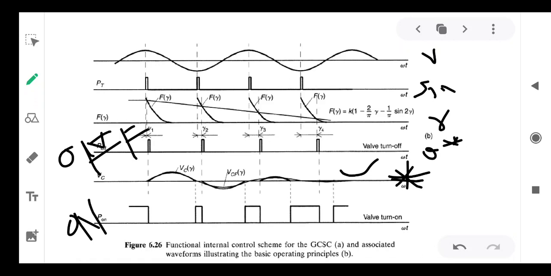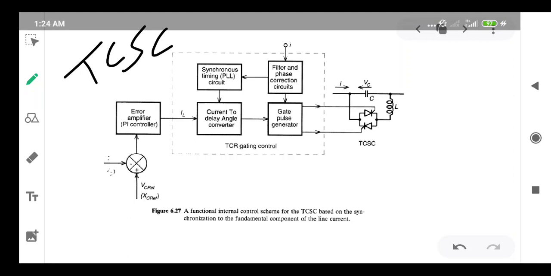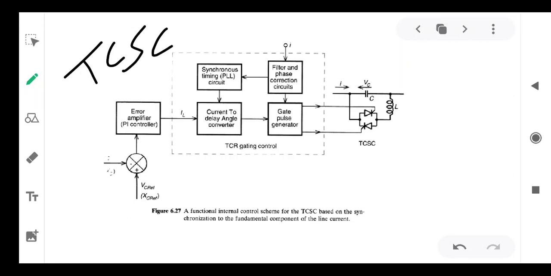Why? Because this is the TCSC control circuit. Instead of TSSC, we will go for TCSC. Why? Because TSSC will have step-like control, which may not be suitable to prevent the subsynchronous resonance, and it is not suitable to provide the power oscillation damping, and hence we will go for TCSC.